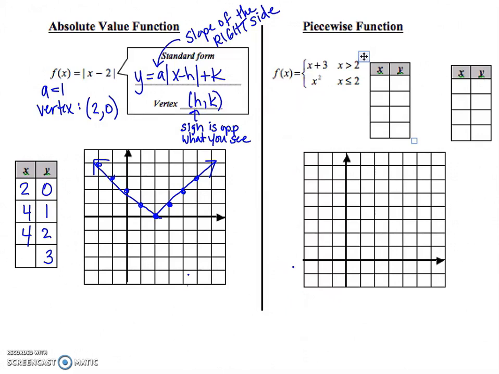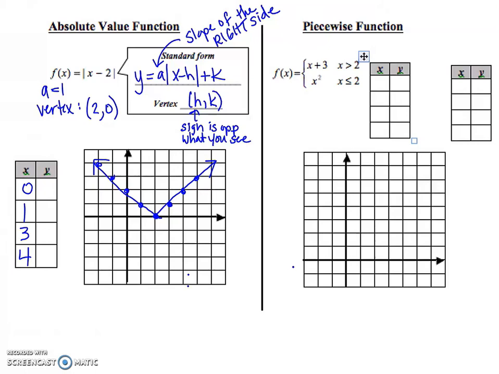Oh, hang on. I apologize, I just erased my table. I realized I was looking at the wrong problem. So let's back up a second here. Okay, if we're going to make a table here, we're obviously going to plug in some x values around our vertex. So I might choose x values of 0 and 1 on the left side of my vertex, because my vertex is at 2, and then I would maybe choose x values of 3 and 4, right?